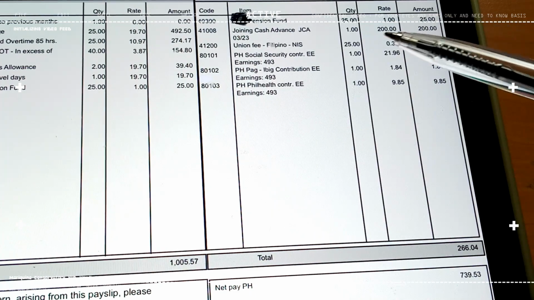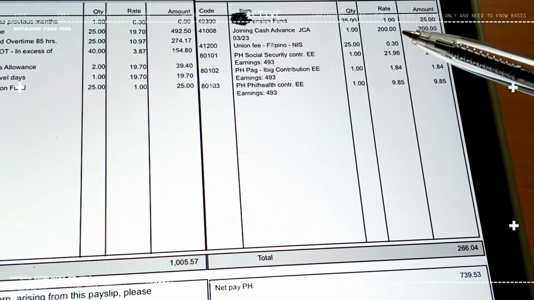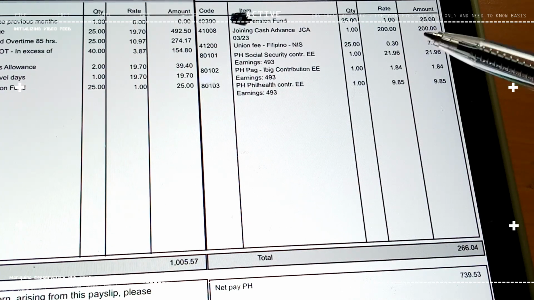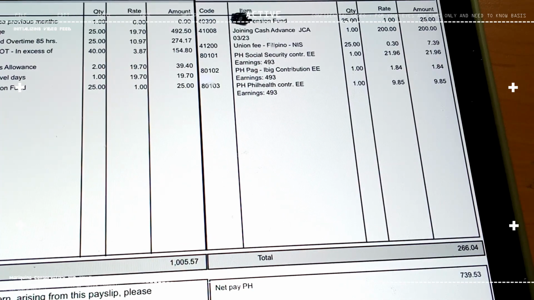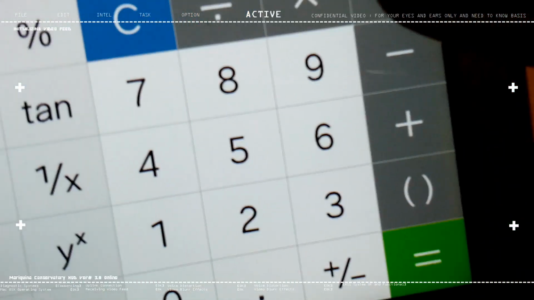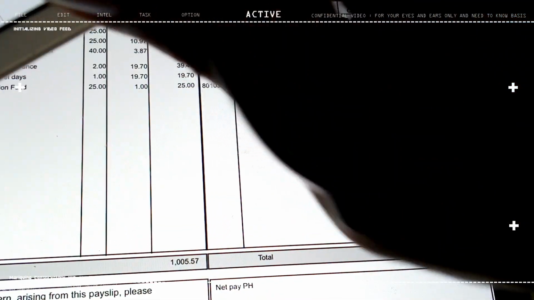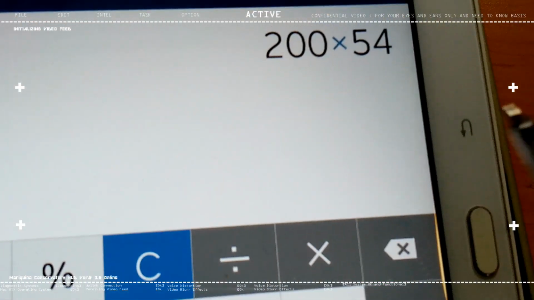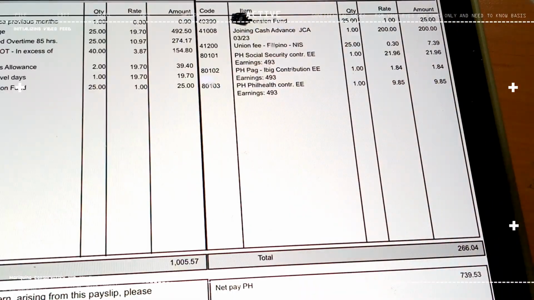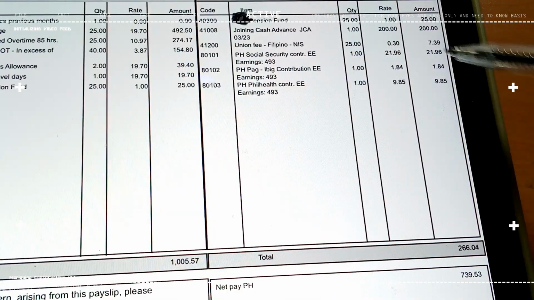And before I joined the ship, I also made a cash advance worth $200, which is about 10,000 pesos, Philippine pesos, if I recall correctly. I guess that's the perk when you're joining a ship, you have a cash advance. So multiplied by 54, we have 10,800 pesos.